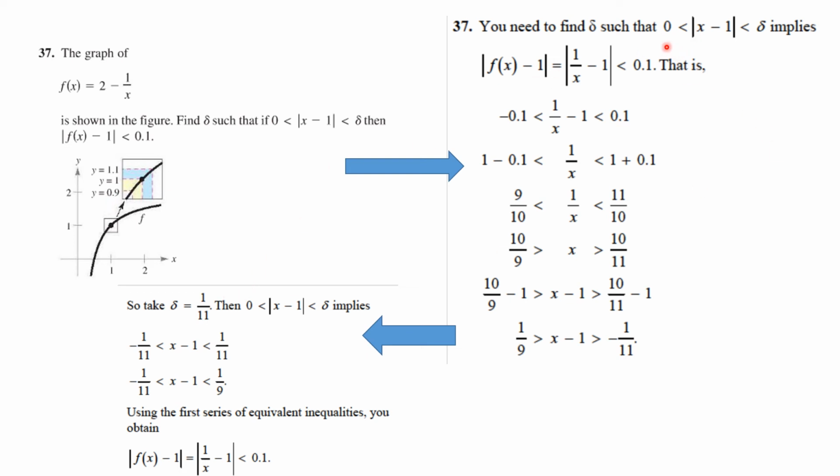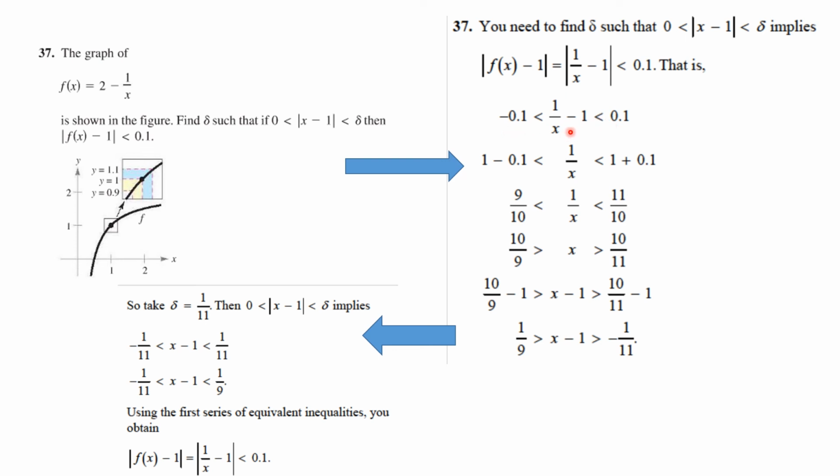So here's how you go about it. You need to find a delta such that when 0 is less than the absolute value of x minus 1 less than delta implies that the absolute value of f of x minus 1, and I can calculate what that is because I know what f of x is, is less than 0.1. So we start working with this. Now what does it mean for the absolute value to be less than this number? Well, it certainly means that this number is caught between negative 0.1 and positive 0.1.